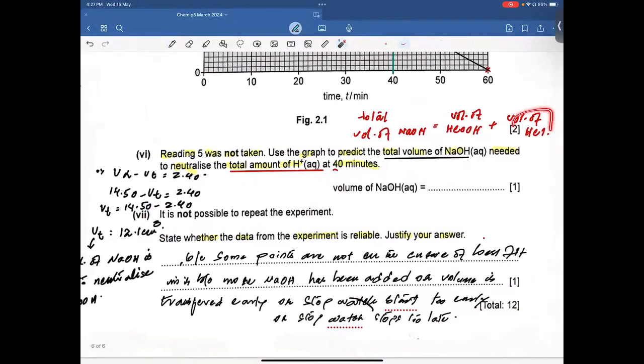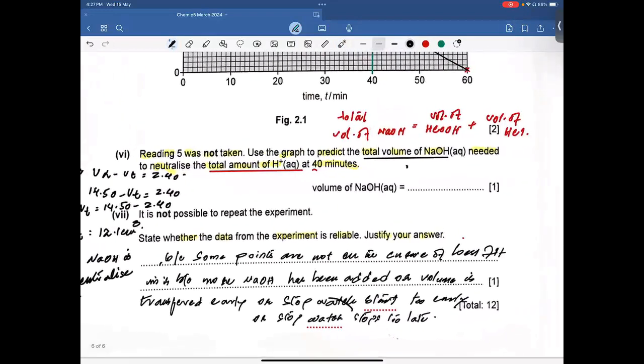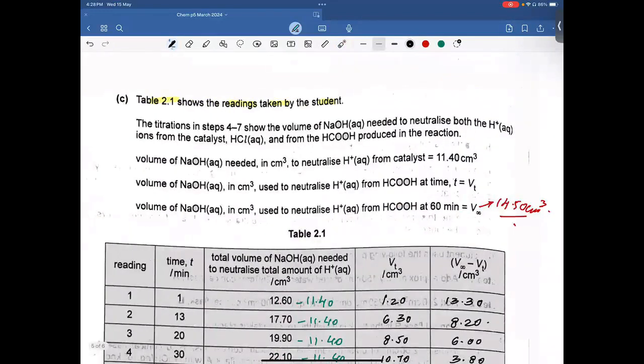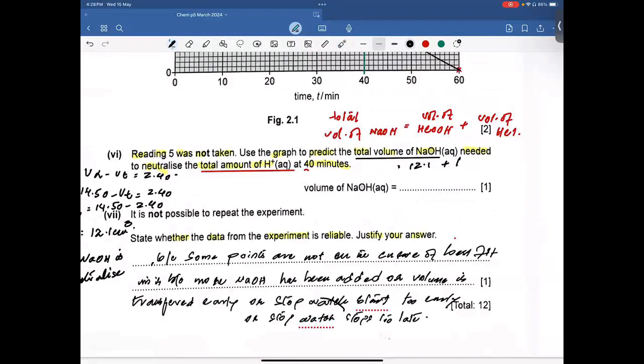So I know the volume of NaOH used to neutralize methanoic acid, and I know the volume of NaOH used to neutralize HCl. Both the values are known now. So in order to get the total volume of NaOH, the volume used to neutralize methanoic acid is 12.1. Volume of HCl is given in the data, which is 11.40. So total volume is 12.1 plus 11.40, so 23.5 is the right answer for me. I hope it makes sense to you.